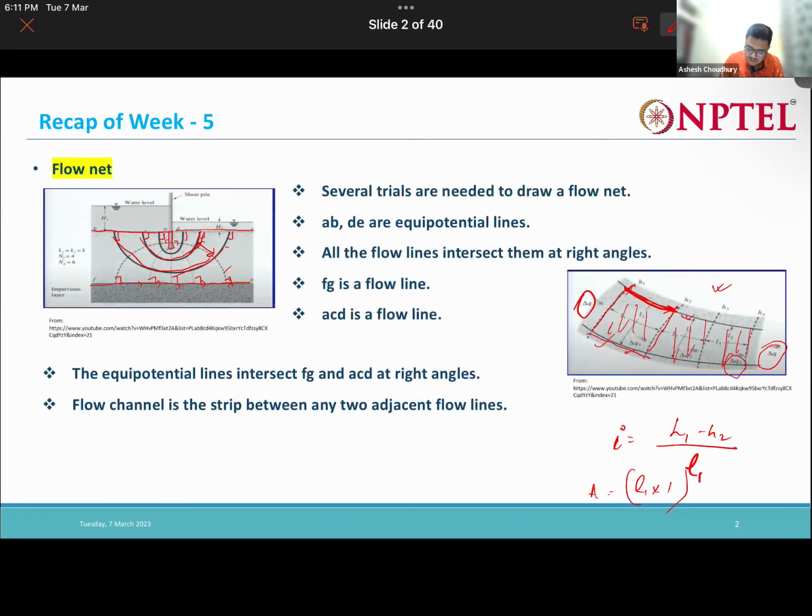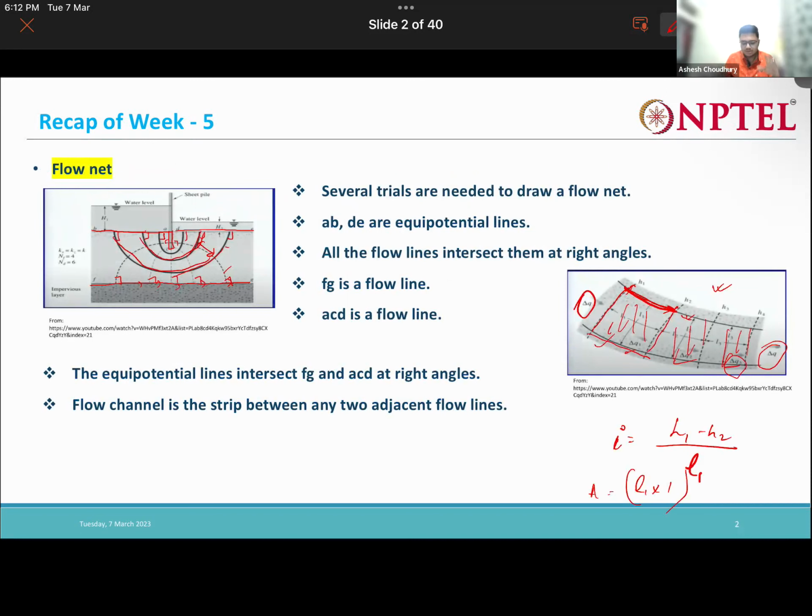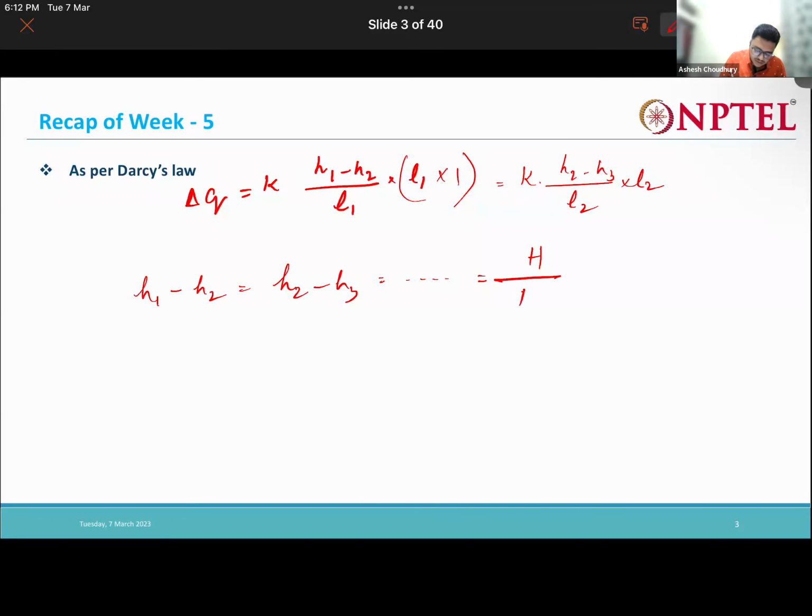See, this is del Q1. These all del Qs are equal, nothing but K into H2 minus H3 by L2 into L2. So all these will be equal. Now all the head drops, H1 minus H2, H2 minus H3, are actually equal. While a flow is occurring, there is some total head loss, right? The head drop is nothing but the total head loss divided by the number of potential drops, so it's equal to H by ND.